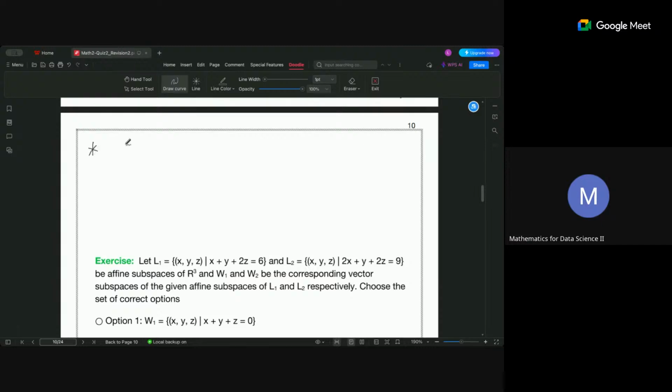Suppose, at least for a straight line passing through origin in R2 and a plane passing through origin in R3, it is very straightforward. In R2, suppose you have the set of all (x, y) such that ax plus by is equal to 0. This is a line passing through origin, correct? Yes or no? Yes. So now this is a subspace. What is the corresponding affine space?